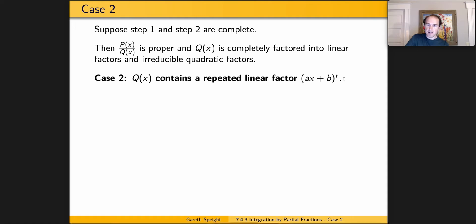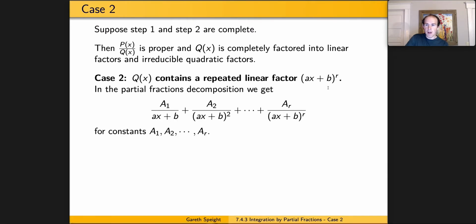Okay, and in this case, we get something similar to what we had in case one. In case one, we had a constant term divided by each of the linear terms. But now if the linear term is repeated, we're going to have a constant term divided by some power of the linear term. And we're going to go all the way from power 1 up to power r.